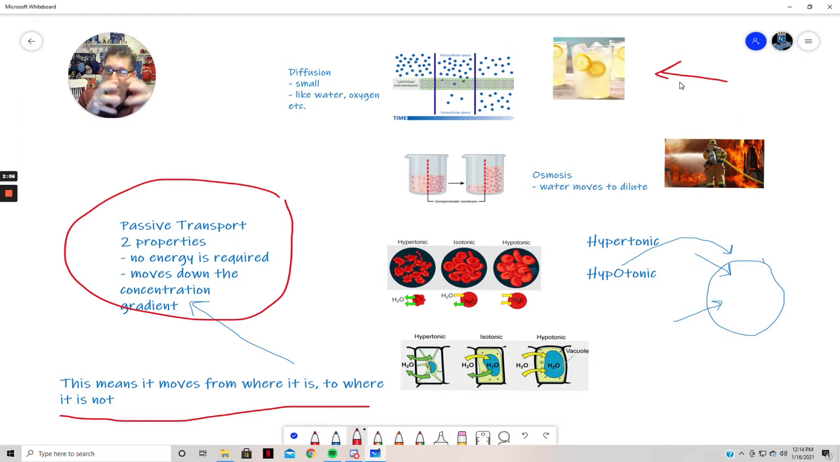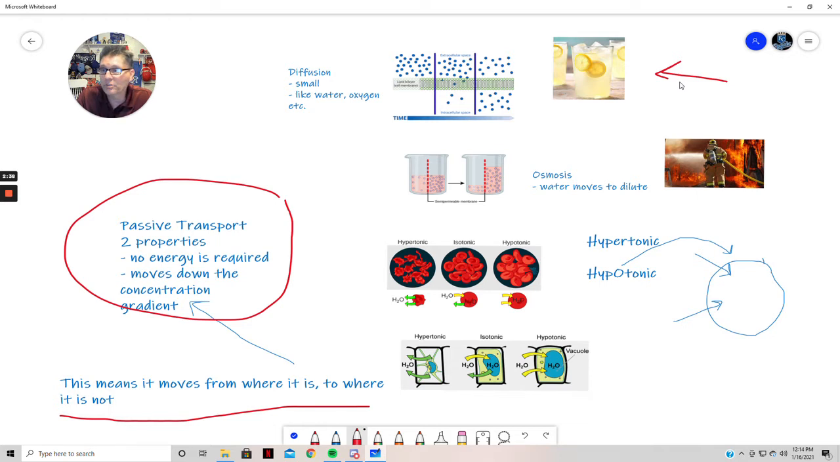When that hits the water for the first time, all that powder is in one spot. It's all concentrated in one area. But over time, it spreads out from where it is to where it is not. And that is what we mean by moves down the concentration gradient, going from all in one area out to everywhere else.